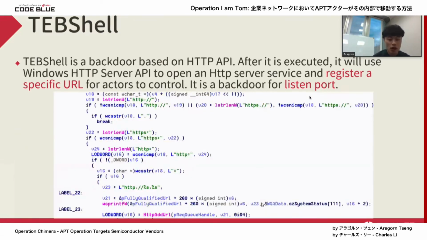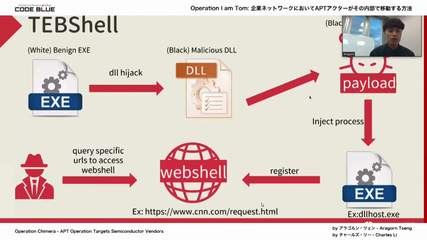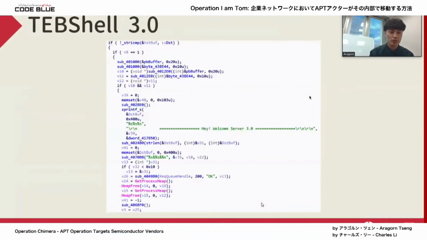And next, we will introduce a web-based malware called TBShell. TBShell is a backdoor based on the HTTP API. After it is executed, it will use the Windows HTTP Server API to open an HTTP server service and register a specific URL for the actor to control. It is a backdoor with listen, poll, and complete functions. TBShell often uses the DLL hijack technique, injects the payload into a process, and registers a specific URL for the actor to access the TBShell-controlled victim host.